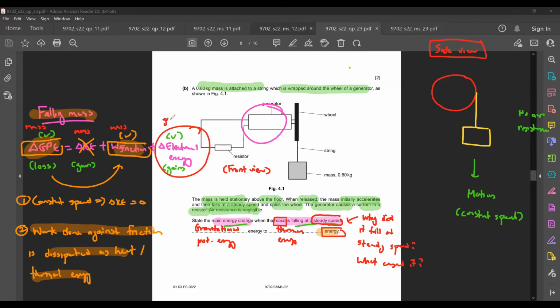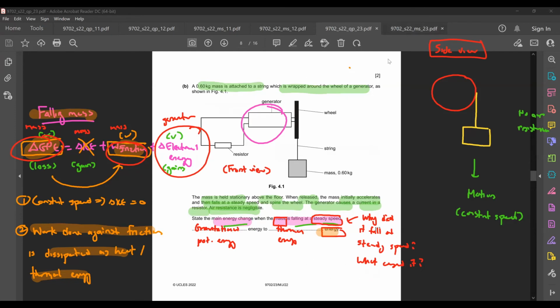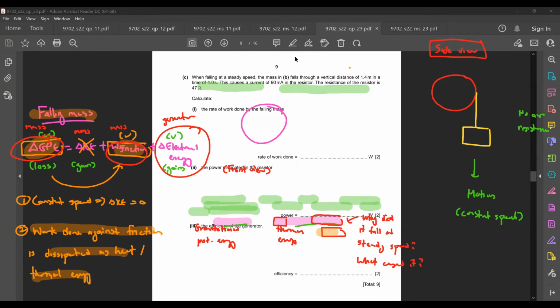But the electrical energy is not the mass that gain electrical energy. It's actually the generator that gain electrical energy. So for the part here where they say the mean energy change for the mass at steady speed, it will strictly be just these two. I won't mention electrical energy because it's not for the mass. It's for the generator. Okay. Right. So that one is okay. Then let me just go to the next part.